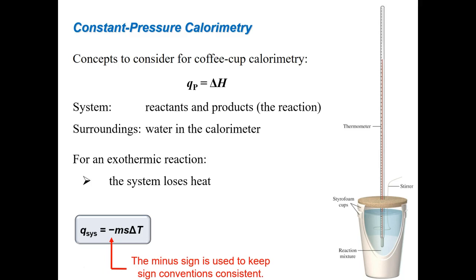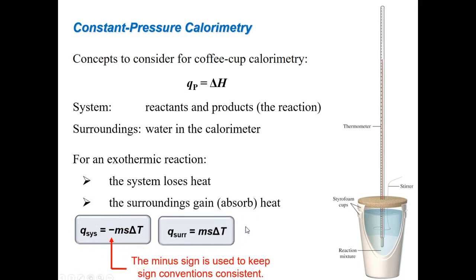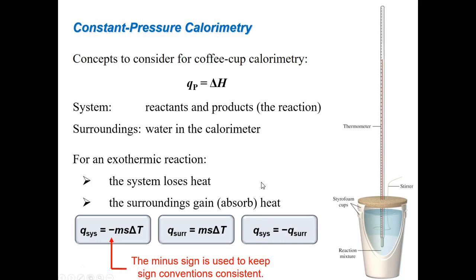And so Q system is equal to minus m s delta T, minus the mass times the specific heat times the change in temperature. We have to use the negative sign because of our sign conventions, since it's an exothermic reaction. And so the surroundings gain, they absorb heat. The heat of the surroundings is equal to mass times the specific heat times the change in temperature. And thus we can put these two together. So Q of the system, the heat of the system, is equal to minus Q of the surroundings, the heat of the surroundings.